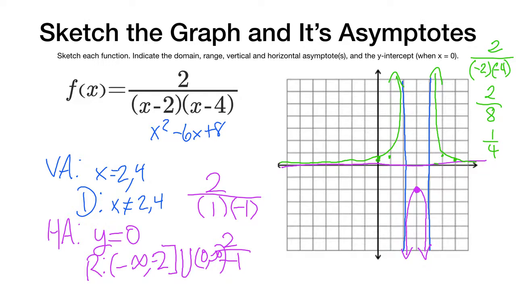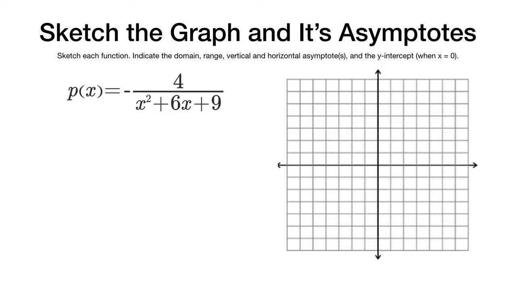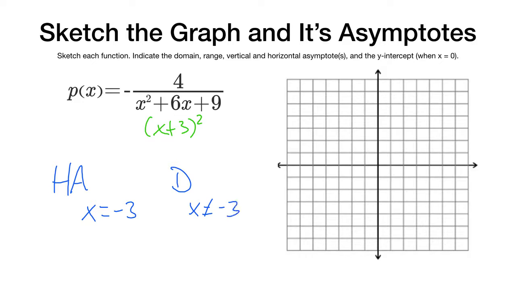Let's try another one real quick. In this case, 4 over x squared plus 6x plus 9. So if I factored these out, let's see, two numbers that multiply to be 9 and add up to 6. That's going to be 3 and 3, meaning (x plus 3) squared. Notice that that means our only vertical asymptote is going to be at x equals negative 3, meaning our domain will be x does not equal negative 3.